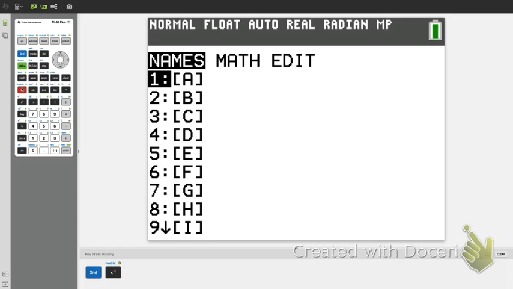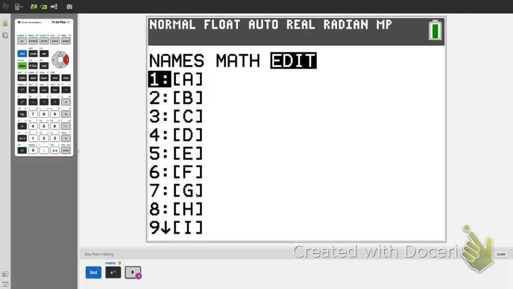One? Okay. There are 3 different options here. It says names, math, and edit. The first thing you're always going to go to is edit. You're going to need to create 2 matrices to solve a system. You make a matrix out of the coefficients, which are the numbers in front of the x's and y's, and then you make a matrix out of the answers.